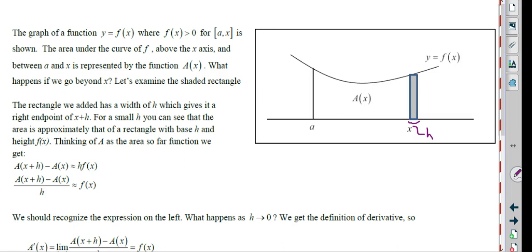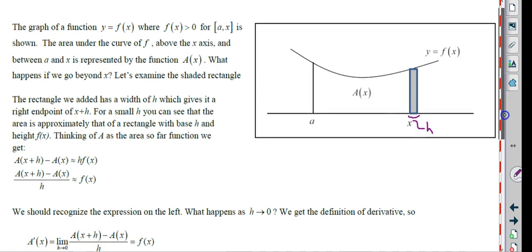So if we take the new area, including the shaded, subtract the original area, then we're going to get an area about equal to that rectangle, right? Which is h times f of x, about that. And if we divide everything by h, we get A of x plus h minus A of x over h is about equal to f of x. And we should recognize the expression on the left: A of x plus h minus A of x over h.